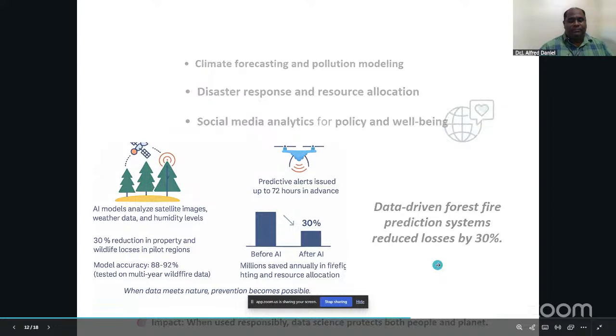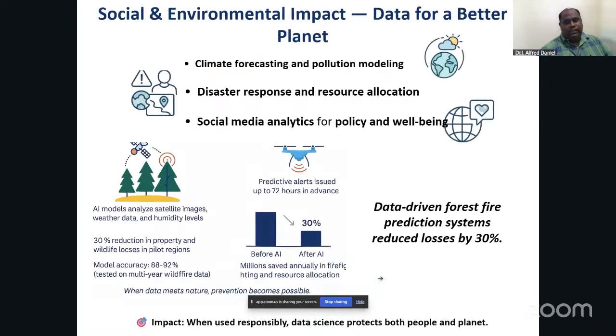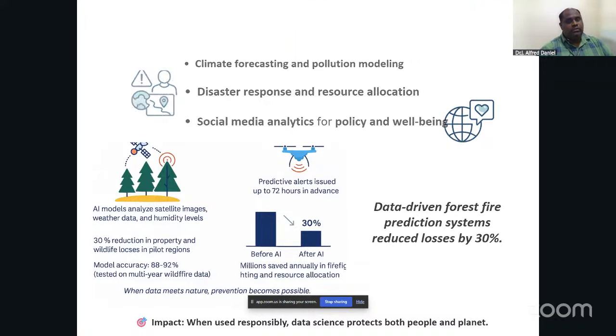So what is the impact? When data is used responsibly, data science protects both people and the planet. So that word is very, very important. You have to use the data responsibly. That is important. If you use the data responsibly, it can be used to protect both people as well as the planet. Right. So data can be used for the betterment of our planet, which is a living ecosystem.